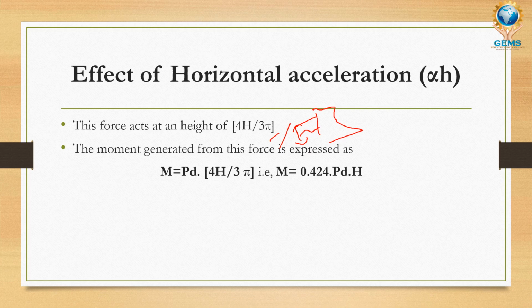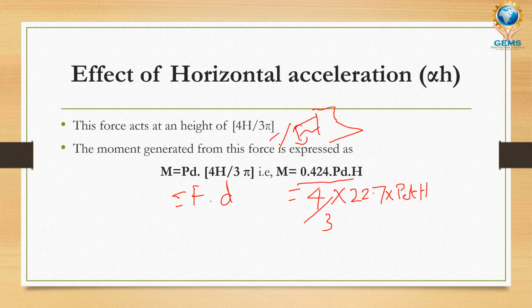And the moment is nothing but force into distance, as you all know. The force is PD, that pressure, and 4h by 3 pi is the distance at which the force acts. The value of 4 by 3 pi is about 0.424, so the moment is given as 0.424 into PD into h. Fine, this is the resulting moment.